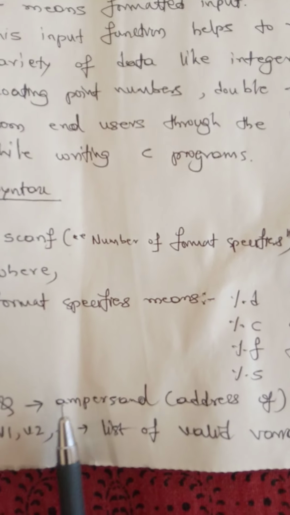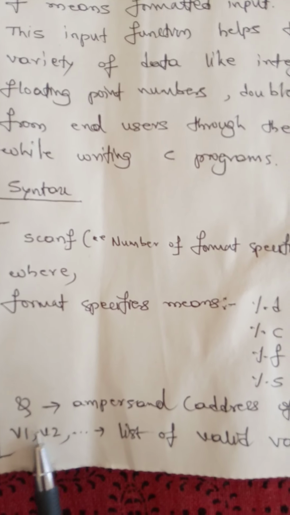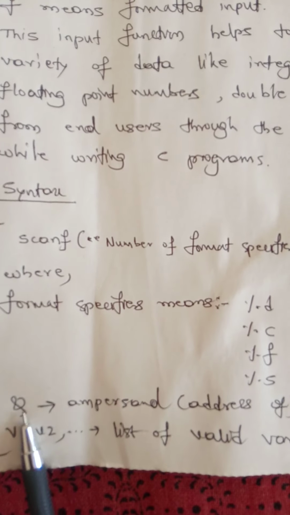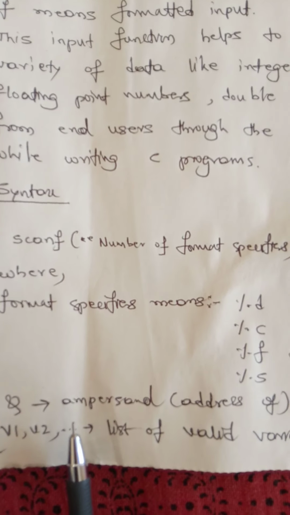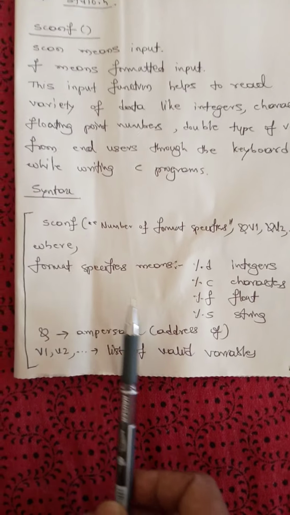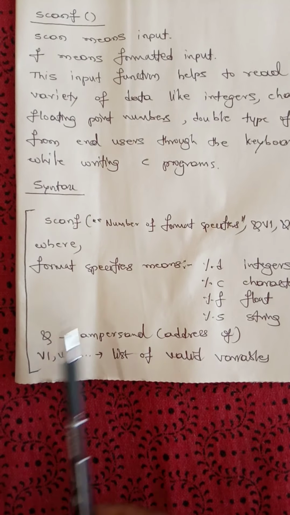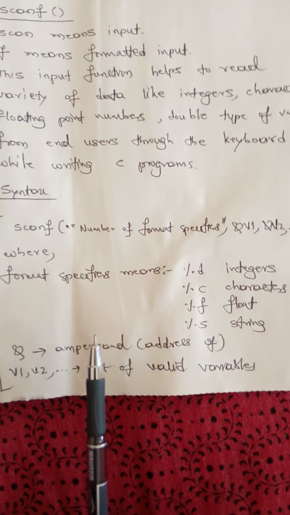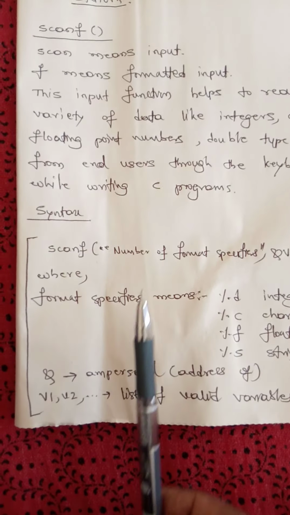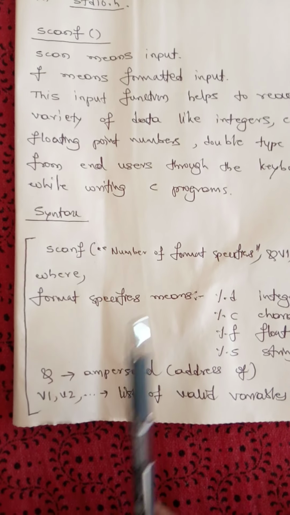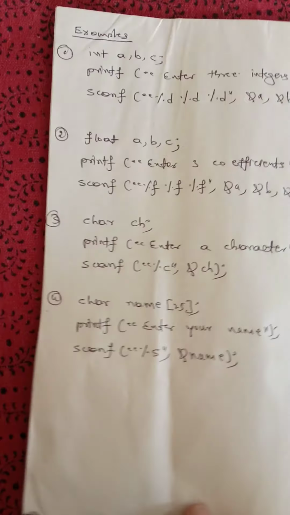Then the name of the symbol is ampersand. What is the meaning of it? Address of. v1 stands for variable 1. Address of variable 1, address of variable 2, address of n number of variables. A list of valid variables. And don't forget to draw a box around it. If you draw the box around the syntax, it will be better. You get good marks for that.